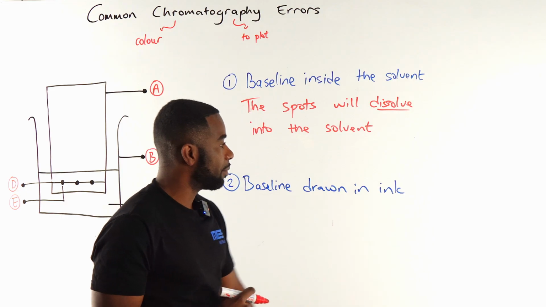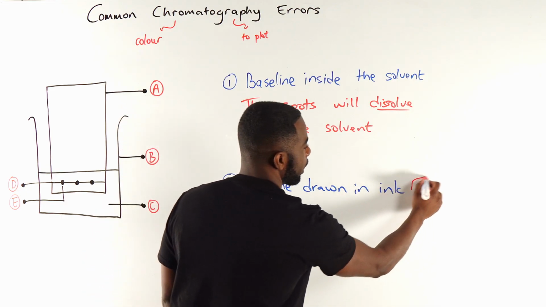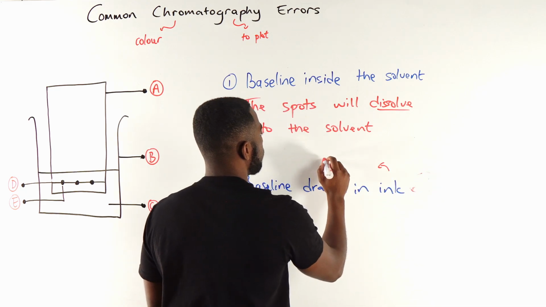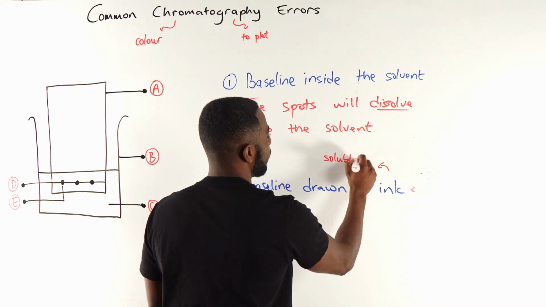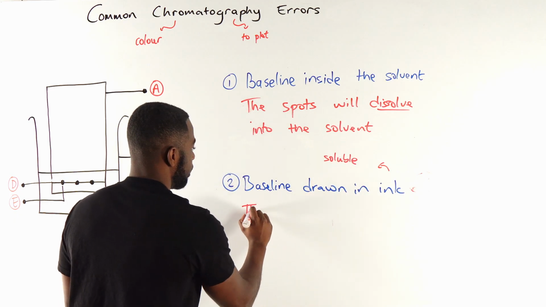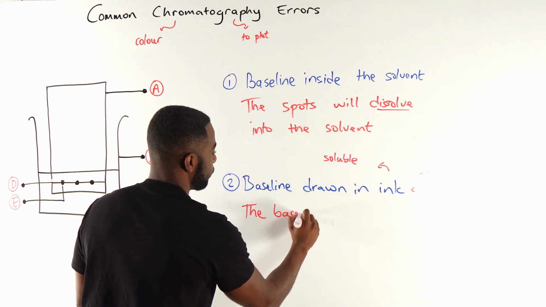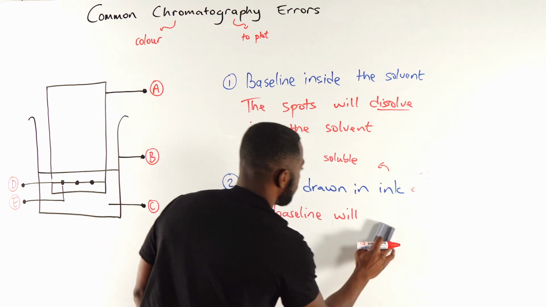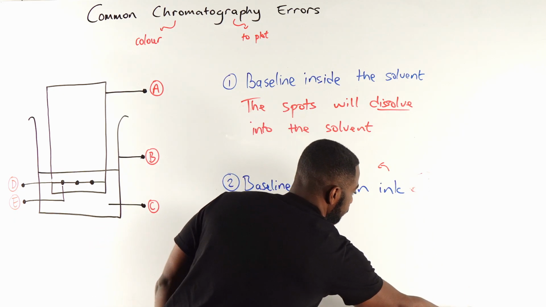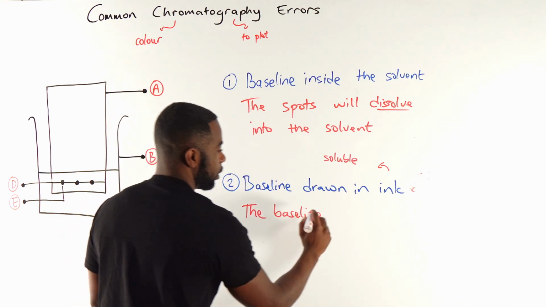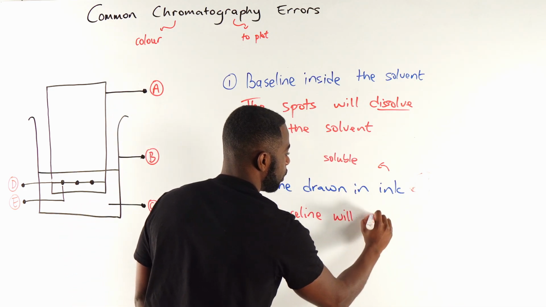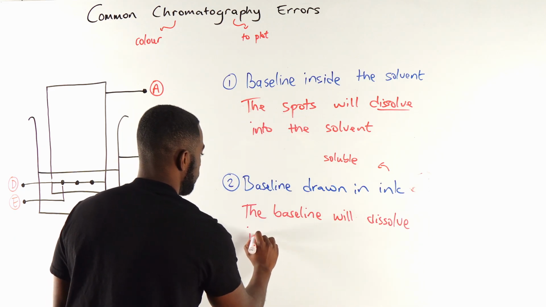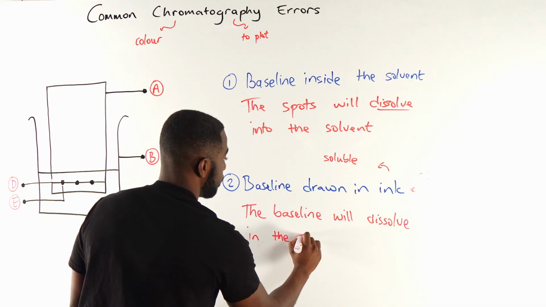And then the last thing here, the baseline drawn in ink, what you've got to realize is the ink is soluble in water. Let's label that over here. So that's soluble. So again, keyword dissolve. The baseline will, not just the baseline actually. In this case, yeah, let's just focus on the baseline. So the baseline will dissolve in the solvent as well.